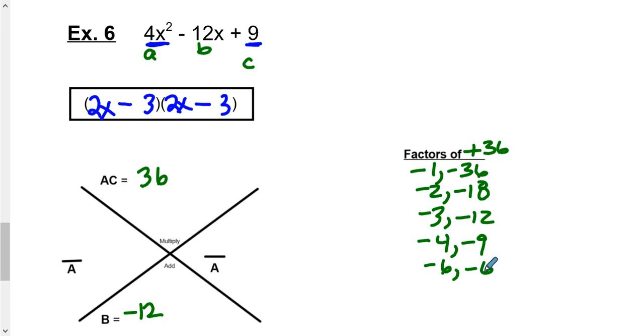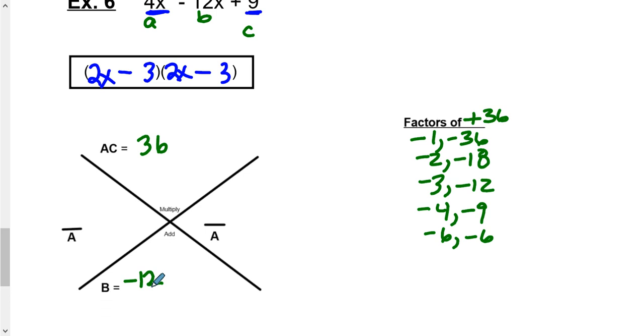Now we're looking for a middle term of negative 12. So the only numbers that when you add them together give us a negative 12 is negative 6 and negative 6. Because negative 1 plus negative 36 is negative 37. Negative 2 plus negative 18 is negative 20. Negative 3 plus negative 12 is negative 15. Negative 4 plus negative 9 is negative 13. But negative 6 plus negative 6 is negative 12. Jackpot. So going back, remember, we're going to write a negative 6 here and a negative 6 here. Those are our two terms.